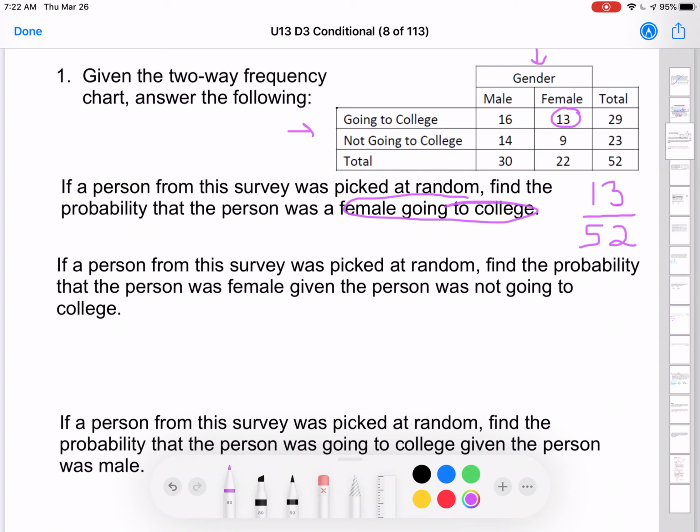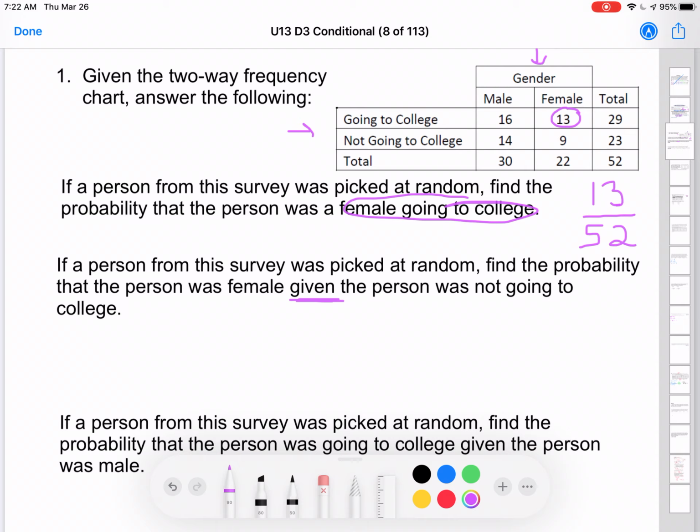But now here's the one that's going to change. It's what's going to teach you today, the conditional probability. If a person from the survey was picked at random, find the probability that the person was female given the person was not going to college. So here's my conditional now. I don't want to look at everybody. I'm only looking at the people that are not going to college.